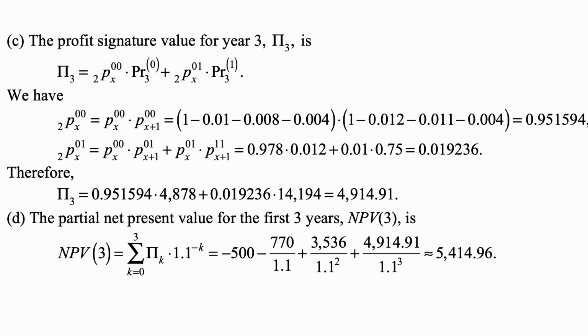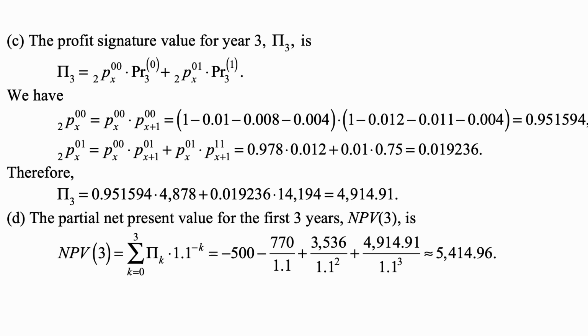0.951594. Now, the probability of being in state 1 is the probability of going from state 0 to state 0, and then going from state 0 to state 1, multiplied, plus the probability of going from state 0 to state 1 times the probability of going from state 1 to state 1. We plug in those values, and we get 0.019236, and therefore the pi 3 value is the first probability times 4,878 plus the second probability times 14,194, and that's 4,914.91.